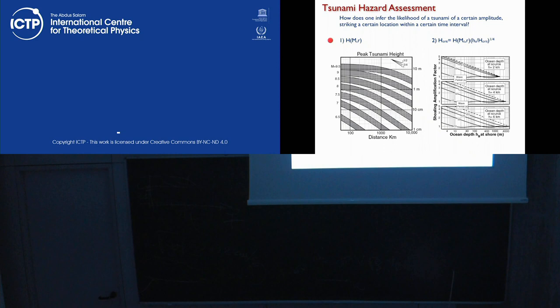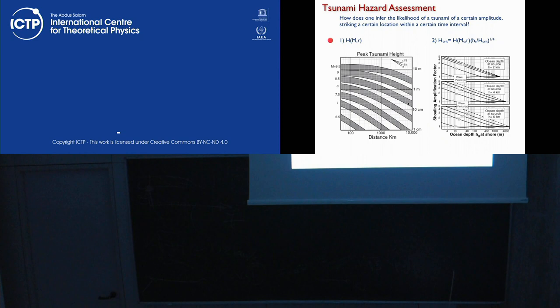Yes. For very simple models, here we have distance, very different scale here. We can go up to 10,000 kilometers. Gravity waves are very efficient. Magnitude, so it's an attenuation law. You can create bands here of maximum height. Instead of using PGA, you can use this.